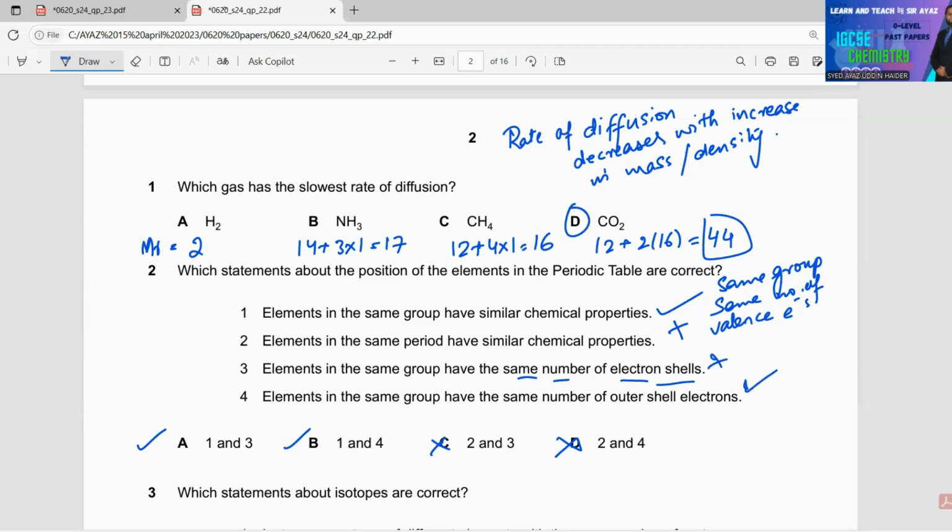For convenience, I am reading the last statement. That is 4. Elements in the same group have the same number of outer shell electrons. This is correct. So 1 and 4 are correct. So B will be the right choice in this case.